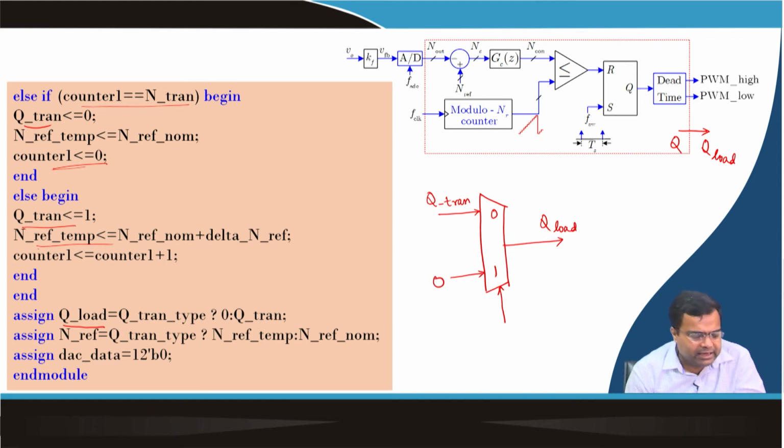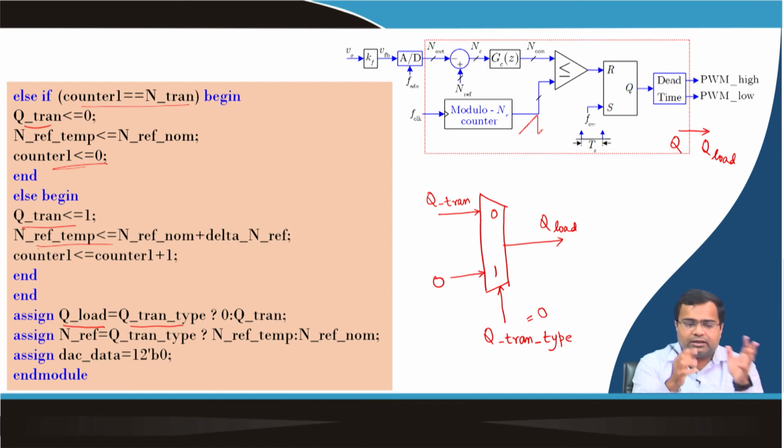That means, if you set the select line which is the Q tran type, if this is set to 0, then it will make a load transient because the Q load will depend on Q tran, which will change in half of this, like we have defined the total cycle to be 100. So, for the first 50 cycles Q load will be 0, the remaining 50 cycles Q load will be 1 because it is connected to Q tran.